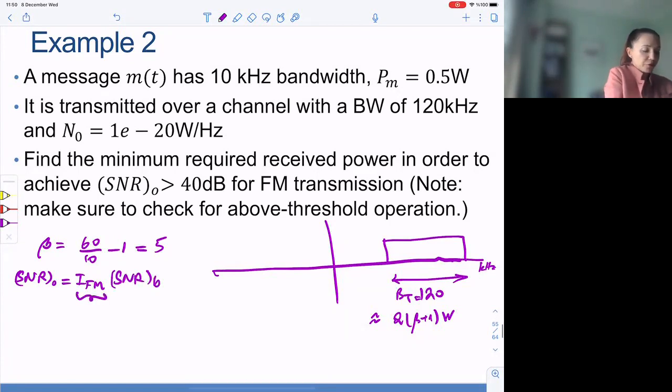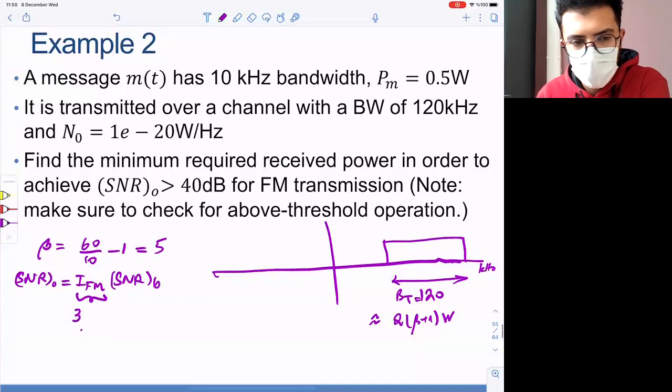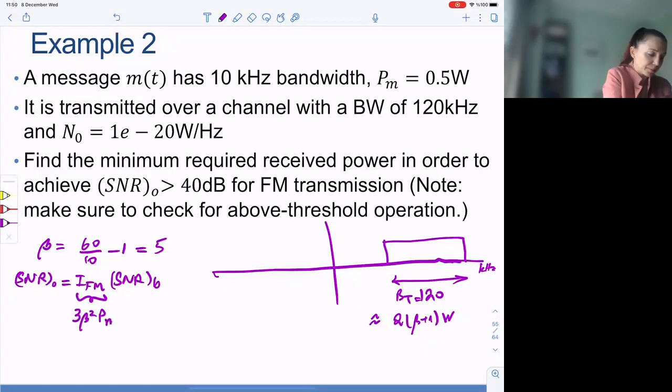What is the figure of merit, provided we are above threshold? That is, if FM is operating in the above threshold mode, this is given by 3 beta squared P sub M, provided the carrier to noise ratio rho is much bigger than 1. Okay, significantly bigger than 1. So we would be safe if rho is 10, for example.